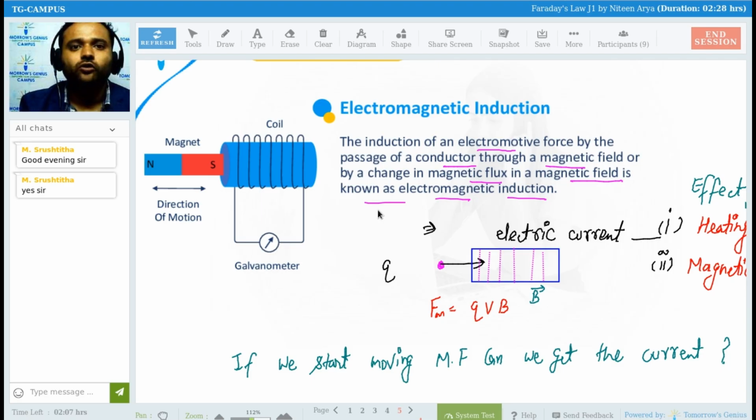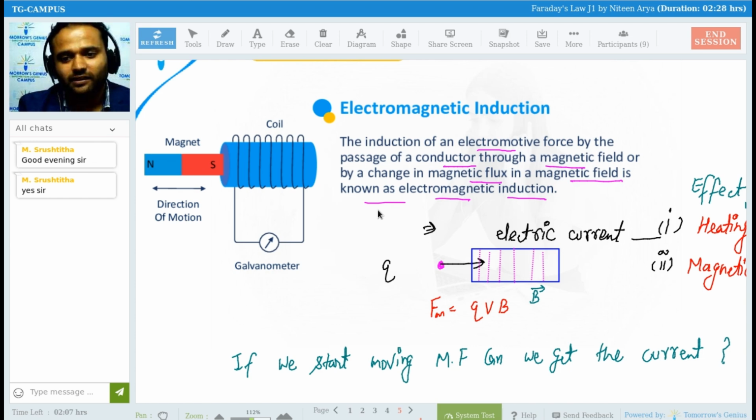But there is one necessary condition that applies there. The magnetic field or the coil, one of them is in motion. Simple. Clear? If this magnetic field is at rest, we don't get any particular deflection in the galvanometer. And what is the meaning of that? We don't get any current, as simple as that.